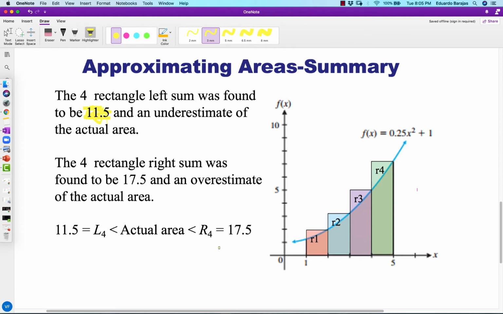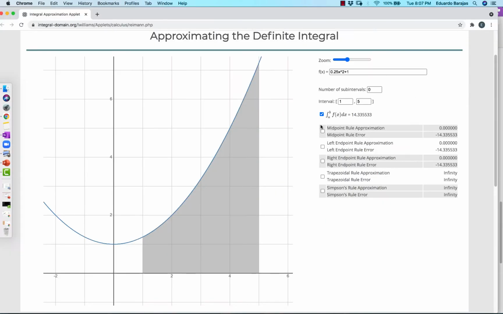So to get a better estimate, what we want to do is increase the number of rectangles. As we increase the number of rectangles, the sum of the rectangles will give us a better and better approximation for the real area. Here's an app that will help us visualize that. So here's a nice applet available on the internet at this address right up here that will help us visualize this approximation of an area by rectangles.